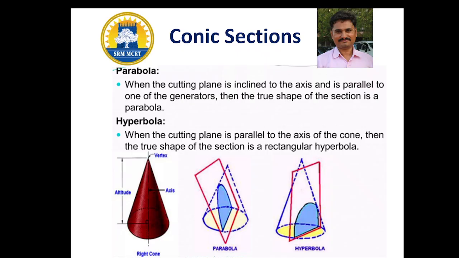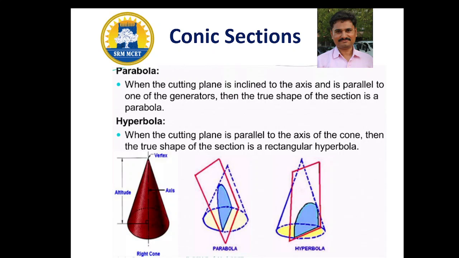So what is a cone? A cone has a circular base at its bottom and a point on its top. A line which joins the top point, that is called the vertex, and the center point of the base circle is called the axis or altitude. So we can get various types of conics based on the position of the cutting plane with respect to the axis.